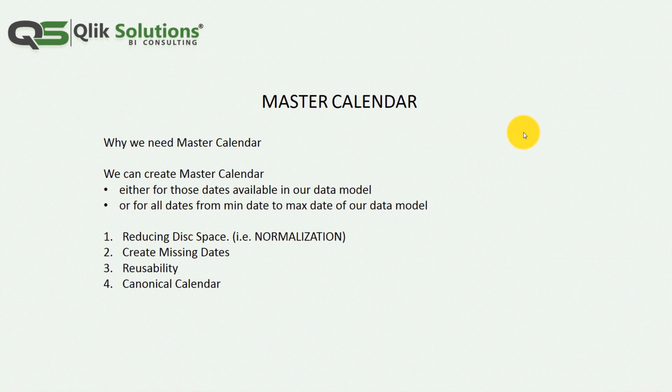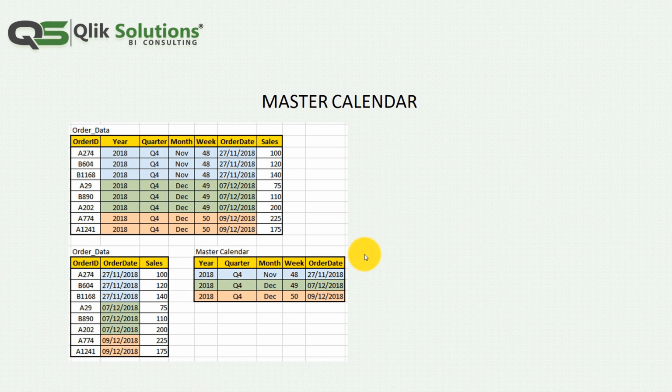As mentioned in the first point, we can reduce the disk space. You can see in this table, in the first order data table, we have year, month, week, order date, everything in a single table. This is a denormalized form, and you can clearly see even though we have only 3 dates available, which are 27th of November, 7th of December and 9th of December, year, quarter, month and week repeats many times.